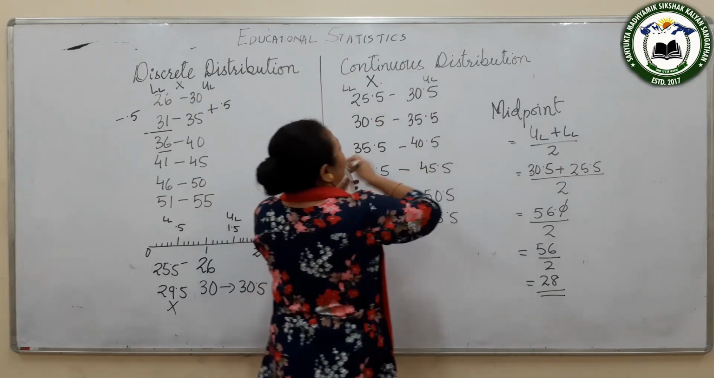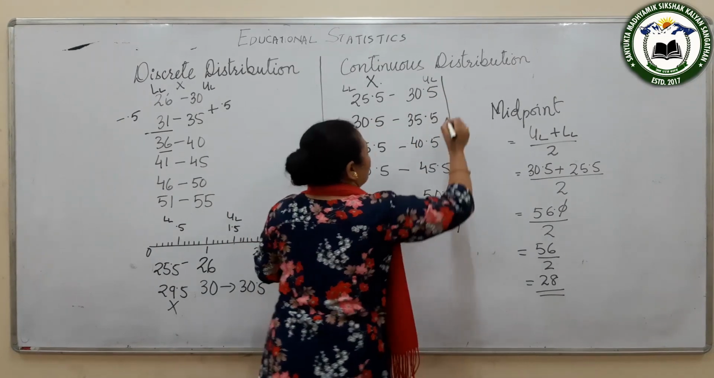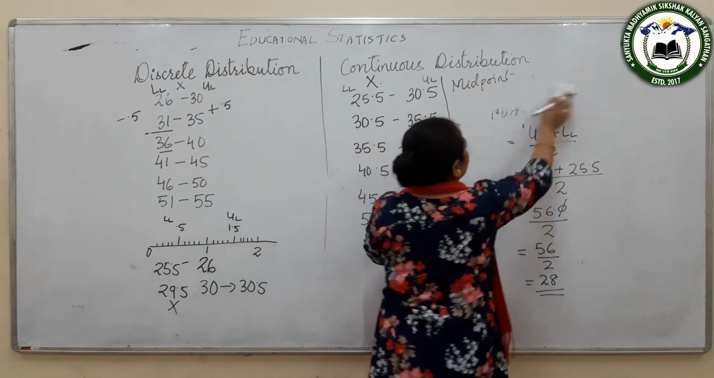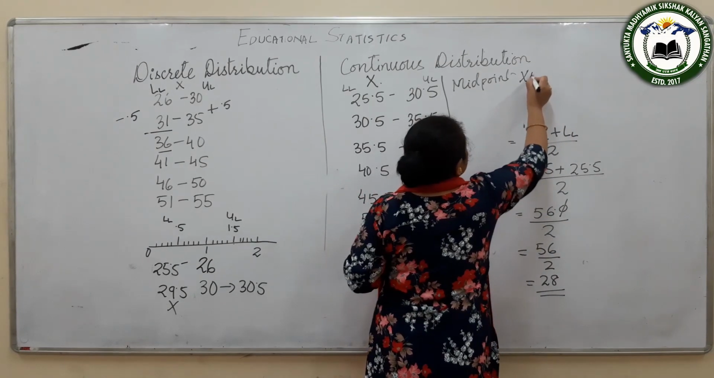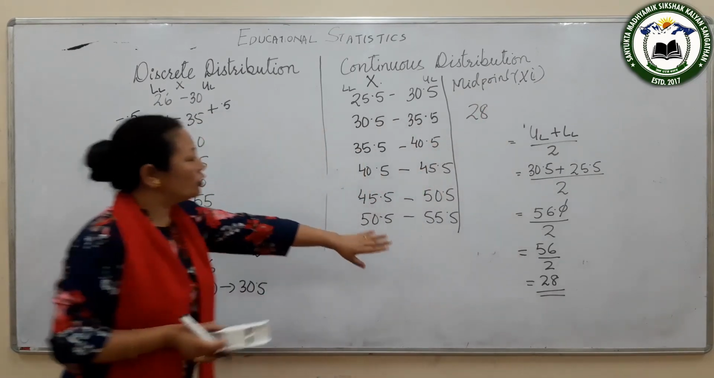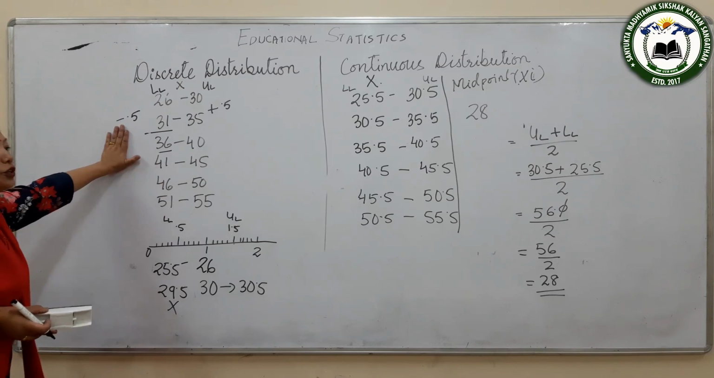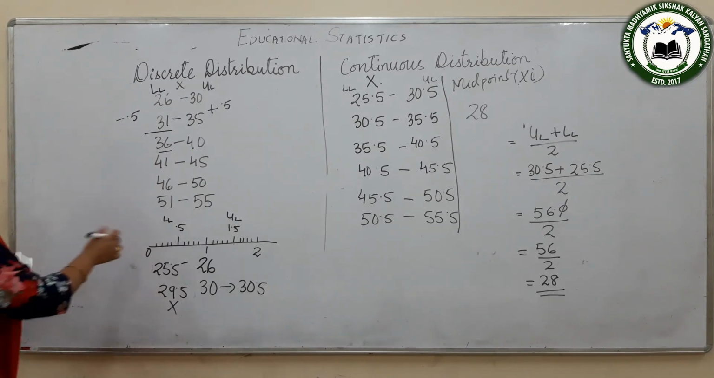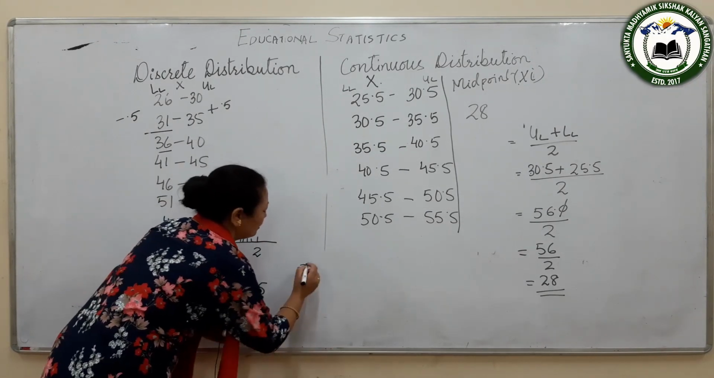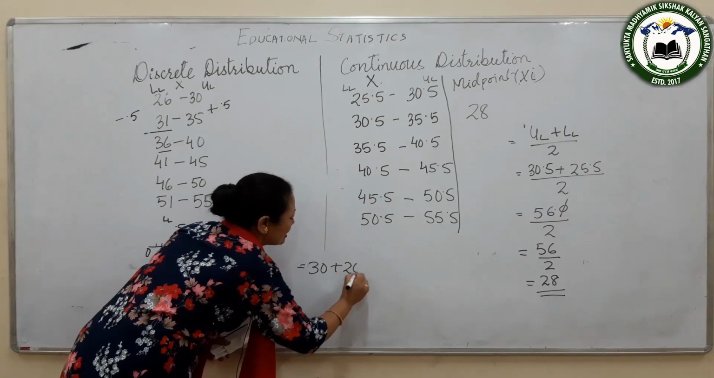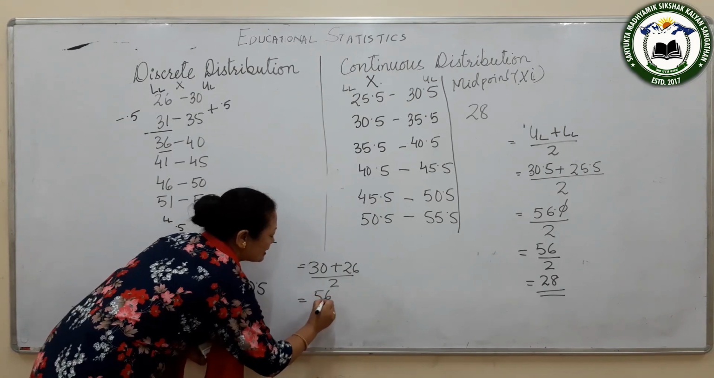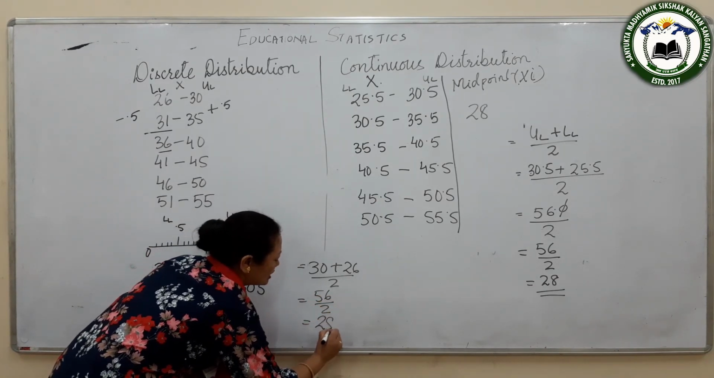So over here in the next column, if you write midpoint or xi, your midpoint will be 28. If you follow the same formula over here also, you will get 28. That means 30 plus 26 divided by 2. So 56 divided by 2 equals 28.